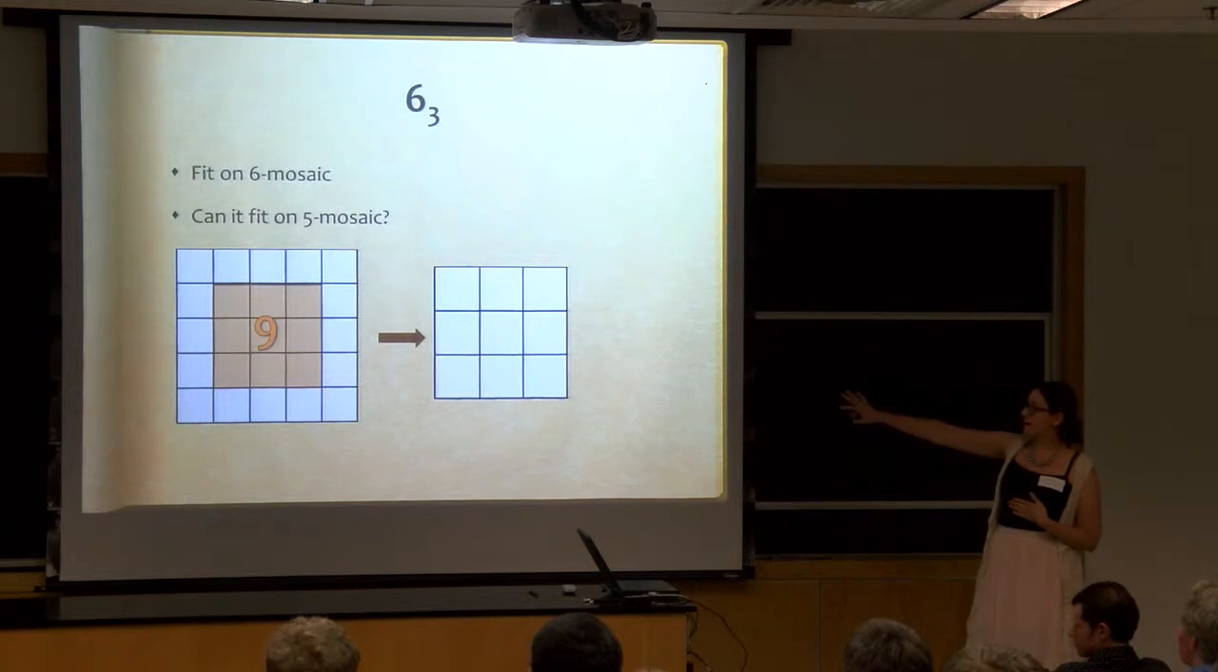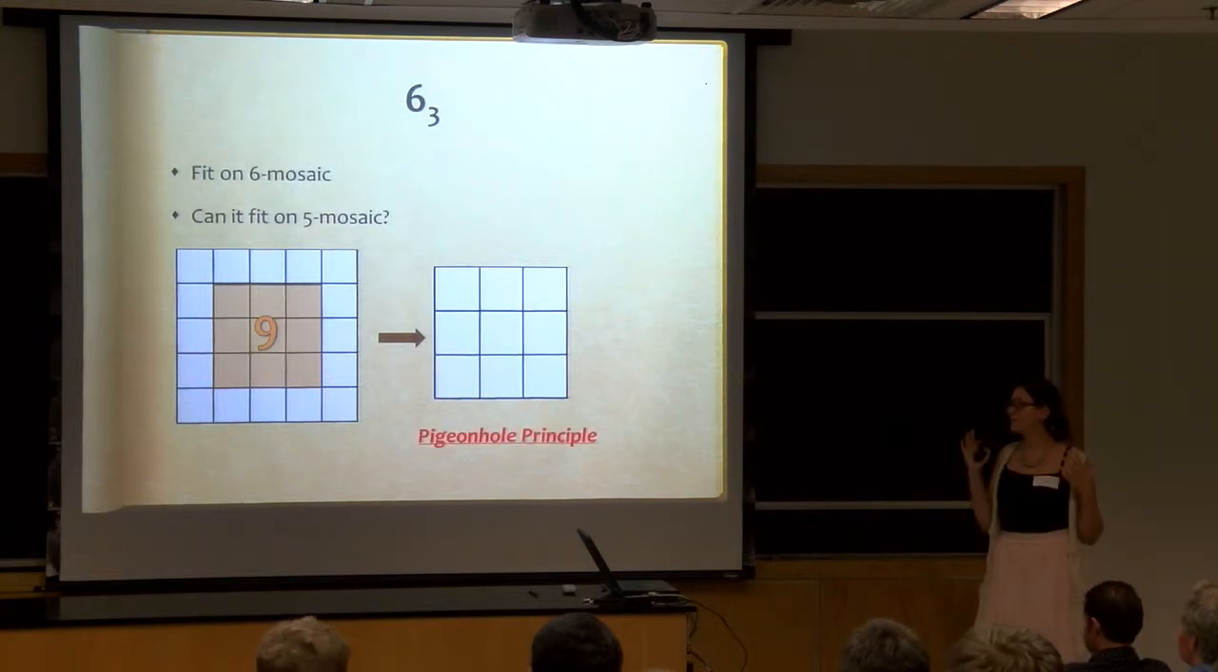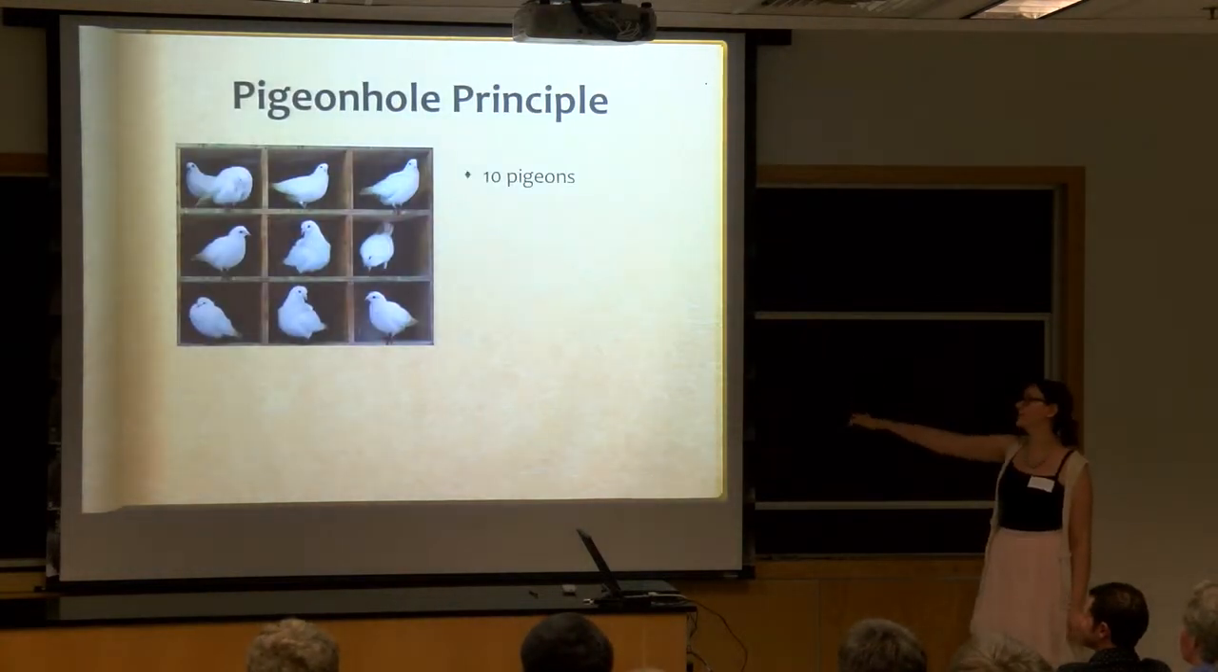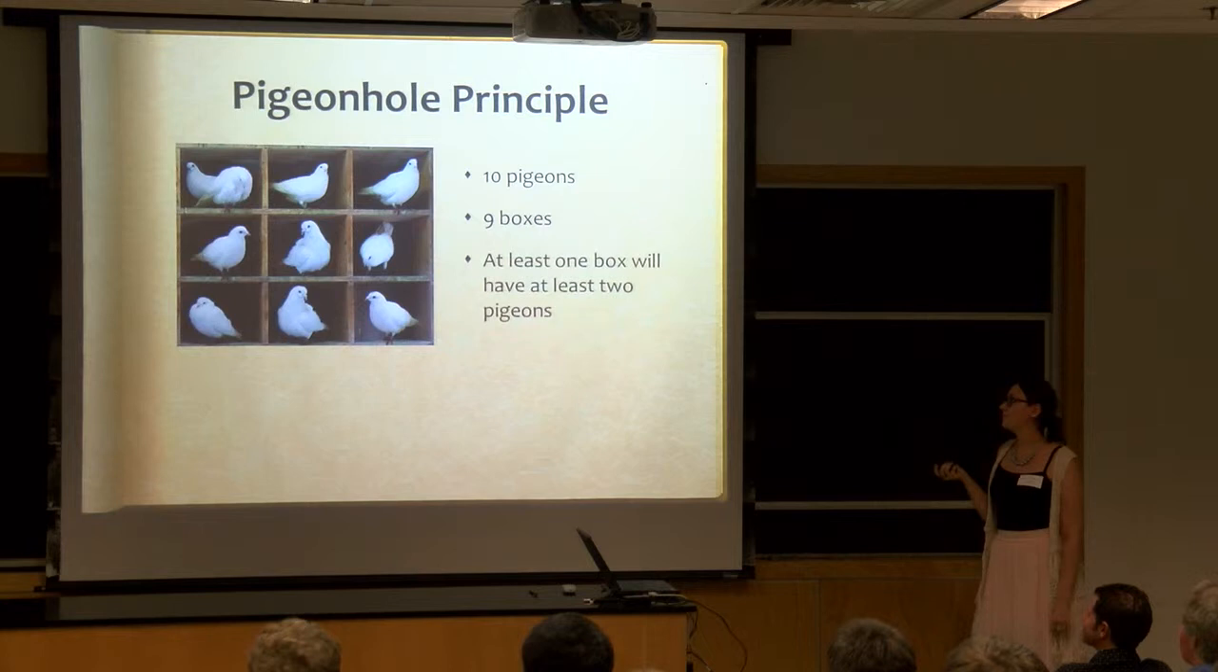So what we decided is we're going to use something called the pigeonhole principle, which many of you probably know about. So the pigeonhole principle basically says we have 10 pigeons, we have 9 boxes for them, so at least one box will have at least 2 pigeons. So it was interesting that we could actually use this for this research.